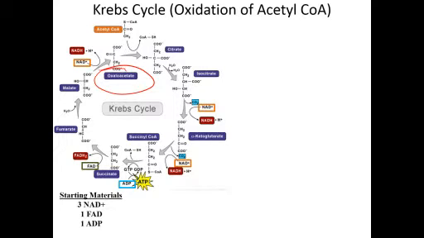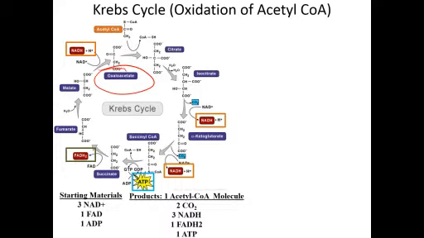Let's track everything. You start off with NAD+, FAD, ADP. You may start off with acetyl-CoA and oxaloacetate. After one cycle, after one acetyl-CoA molecule enters the Krebs cycle, you produce 2 molecules of CO2, here and here. You produce 3 molecules of NADH, and 1 molecule of FADH2, as well as 1 molecule of ATP.